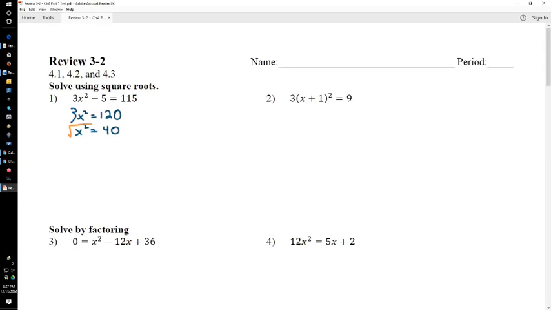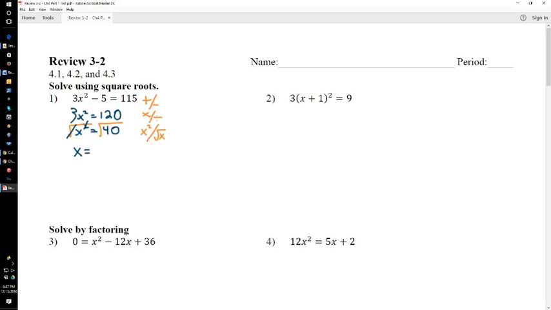We need to take the square root of both sides, because remember, just like adding and subtracting are opposites, multiplying and dividing are opposites. Squaring something and square rooting something are opposites. They cancel each other out. So once I do that, the squared and the square root cancel out.